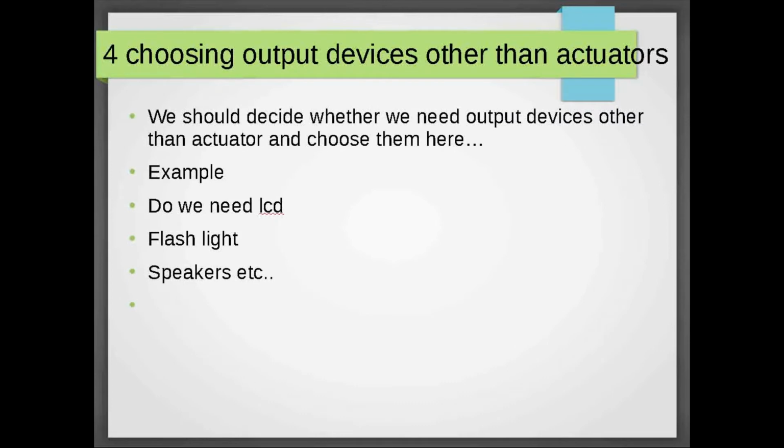Choosing output devices other than actuators. We should decide whether we need output devices other than actuators and choose them in this step. For example, do we need an LCD, do we need a speaker, do we need a flashlight, etc. There are many more output devices that are not actuators.